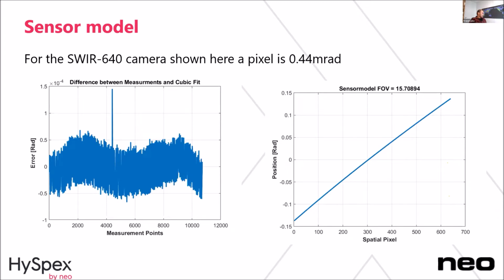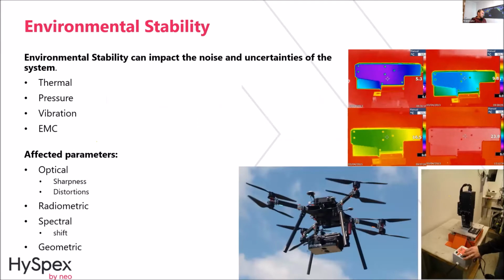And this is an example of the error of a fit, I don't remember the polynomial, to the measurement data for a 3640 camera. The pixel size for this one is 0.44 milliradian, so the error is less than 1/5 of a pixel. And the last thing, I think, before I go to operational and we can take the first round of questions, is, of course, the stability.